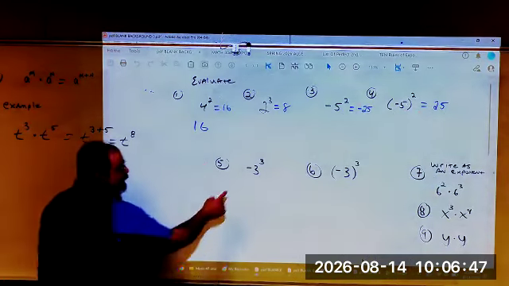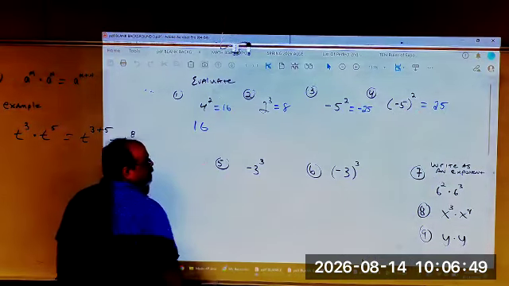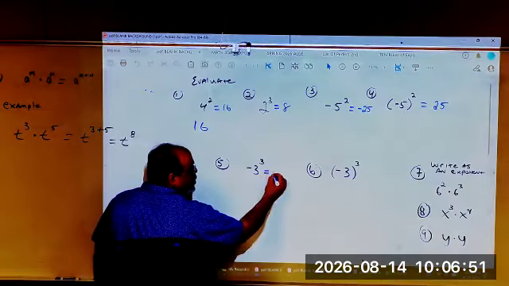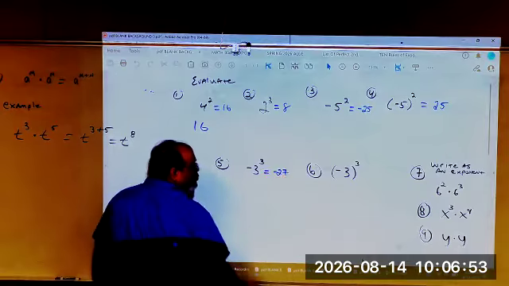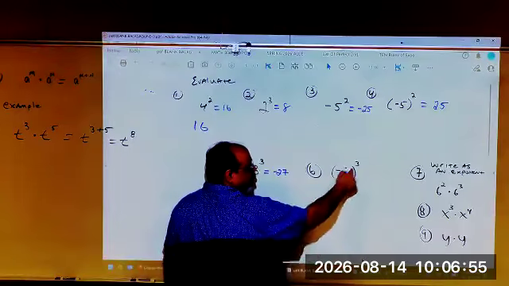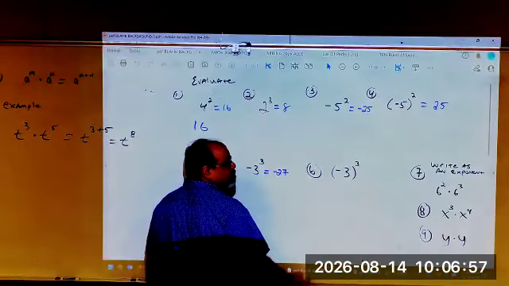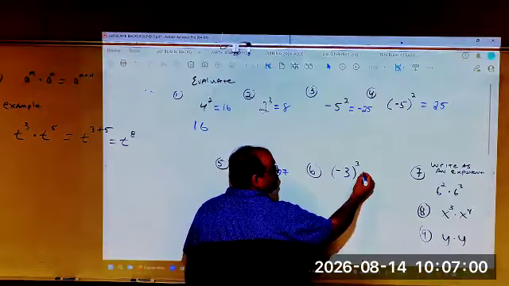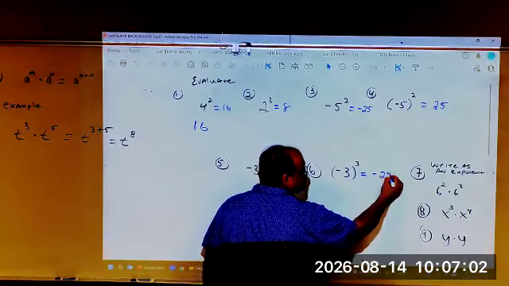What is negative 3 to the third? Negative 27. What about with parentheses? Negative 3 to the third. Awesome. Negative 27.